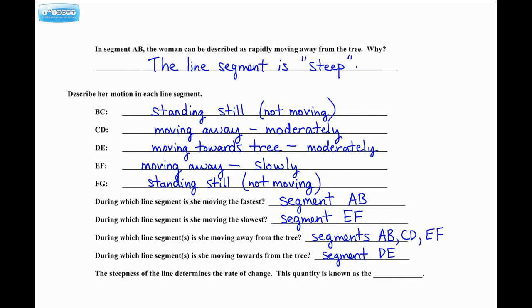Right, so notice how I've talked about steepness. Well, in mathematics, we actually can define steepness as a quantity, and we can measure it. And you will do that later on in this chapter, but I'll introduce it to you right now. The steepness of the line determines what we call the rate of change. So how quickly or how slowly is the graph changing? This quantity is known as the slope. So when you determine the slope of a graph, that tells you how steep it is. So you'll see more on this later.